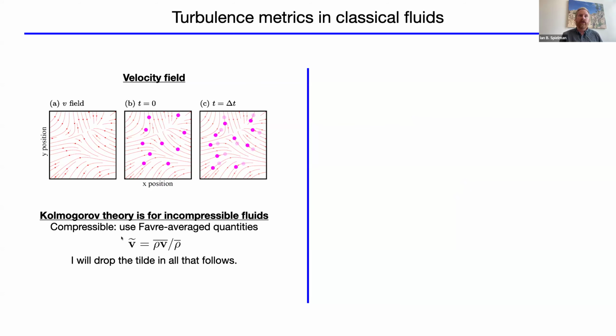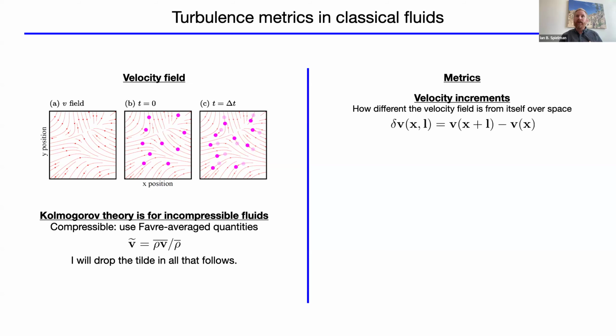The tradition is to use something called a Favre average, or just a density-weighted average of the velocity field, and associate that quantity with the v's that would come from an incompressible fluid. All right, so we see that this is the actual velocity field weighted by the local density divided by the density. And in everything that follows, I'll be dropping the tildes, but just keep in mind that we will be working with compressible fluids and extracting quantities in this Favre-averaged way.